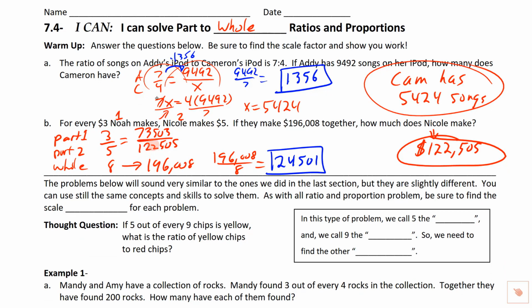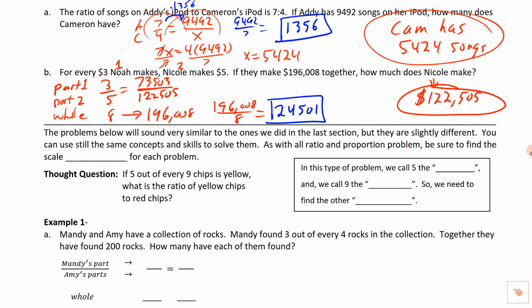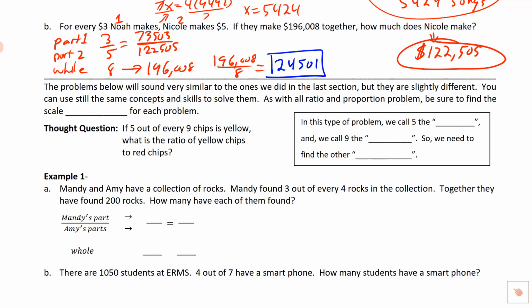We've been using these ratios and proportions, scale factors, and all that sort of stuff, figuring out that scale factor, making sure we answer the question. Now, the problems that we look at today, they're going to look and sound very similar to the ones that we did last time, but there is a slight difference. We can use the exact same concepts and skills that we did before. As with all ratios and proportion problems, we're going to be sure to find the scale factor and put a box around it on each one of these.